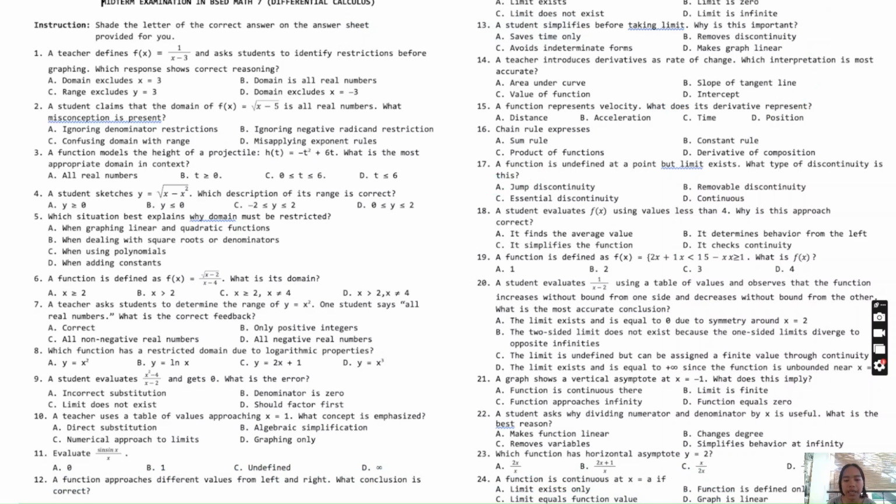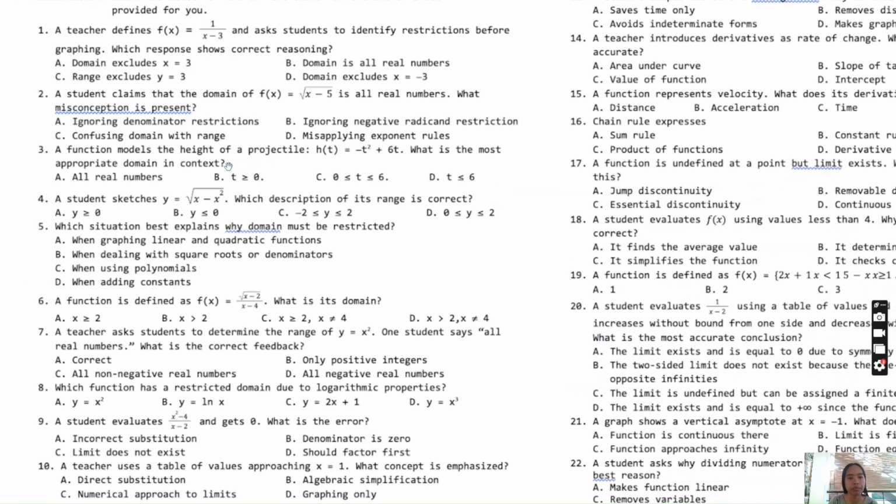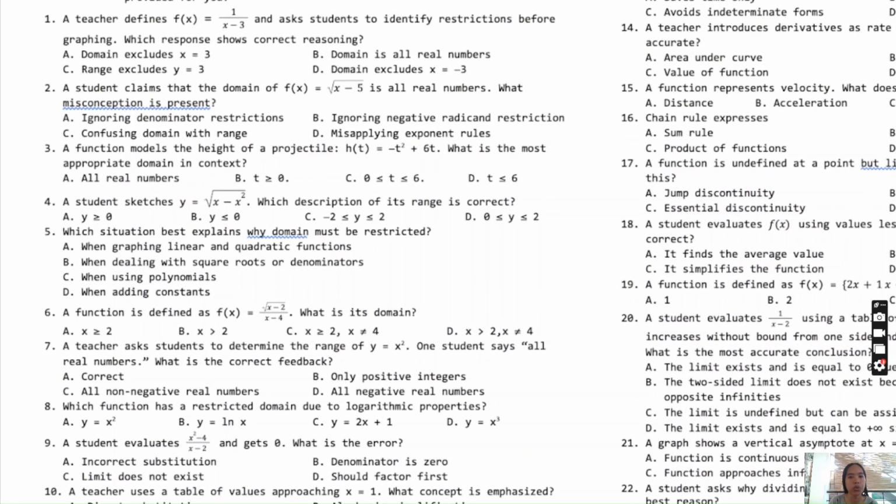Good day, everyone. I am Jessamine Sparsha, and for today's video, I'm going to discuss the midterm examination in BS Ed Math 7, which focuses on differential calculus. I'll be doing it by reading the question and then choosing the right answer and explaining why that is the answer of the said question. So without further ado, let's start with number one. I'm just going to first zoom it so you can have a better view.